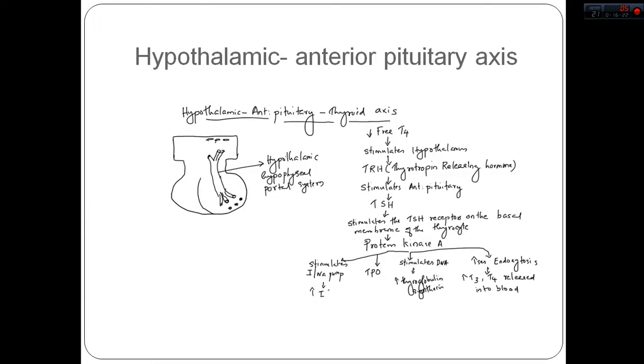Now let's look at the hypothalamic anterior pituitary axis. As I mentioned before, only 10% of the thyroid hormones are T3. And whatever T3 is available, it will get into the cells to influence the cells. And 90% of the hormones are T4. And out of that, only 1% is free T4. Once the concentration of the free T4 decreases in the blood, this will stimulate the hypothalamus.